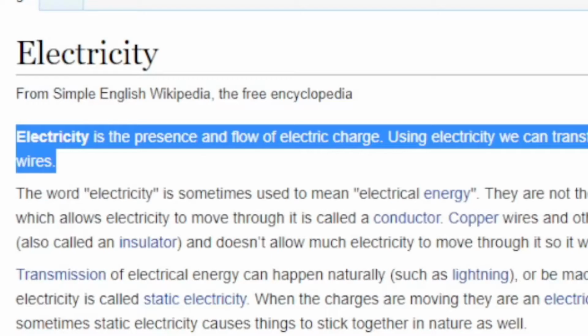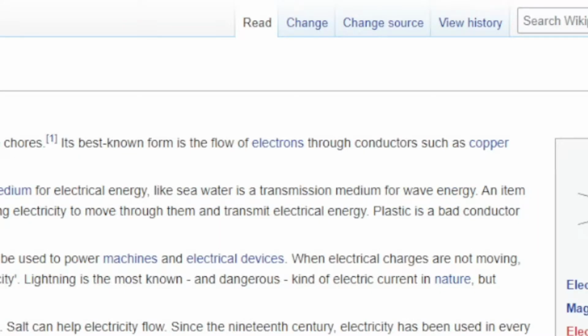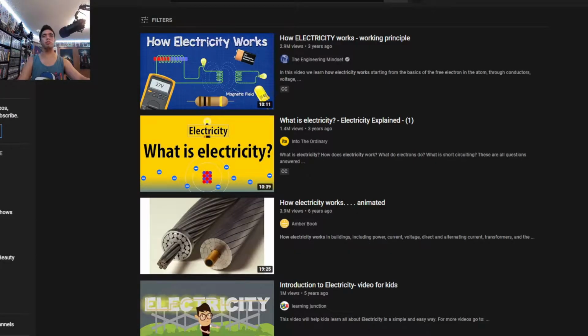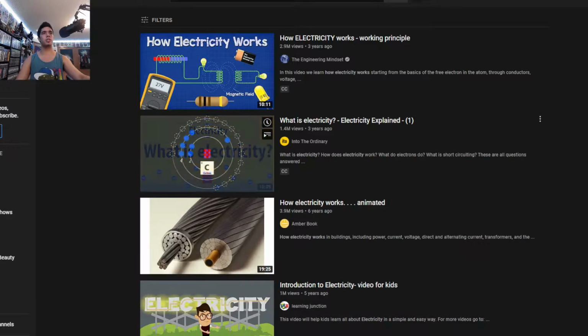And here they say electricity is the presence and flow of electric charge. Its best known form is the flow of electrons through conductors such as copper wires. Now, listen, I think I understand what they're talking about, but if you're like me and you're still a little confused, maybe a video will help. Whoops, wrong video. Let's utilize our same Google search into YouTube.